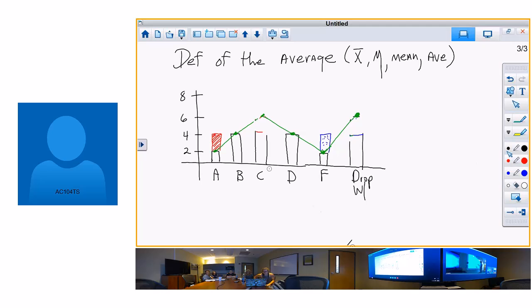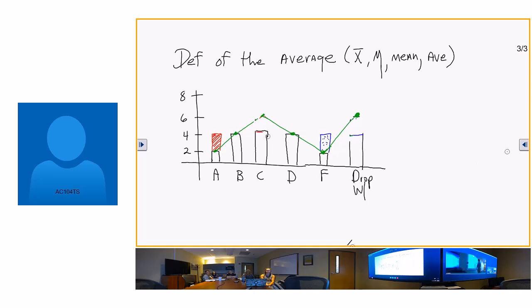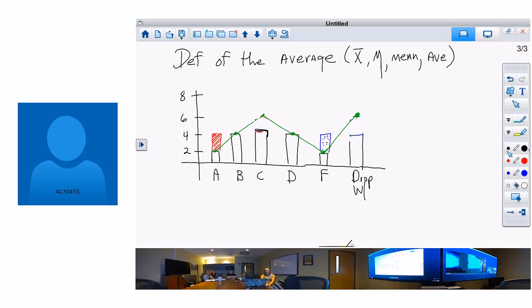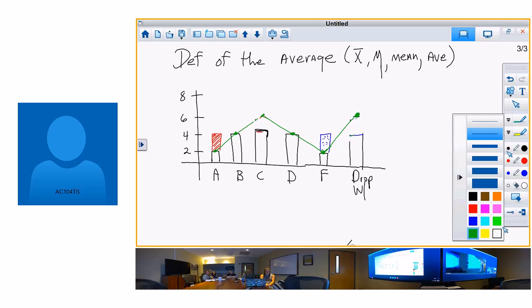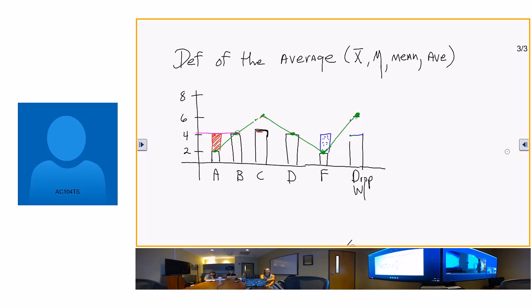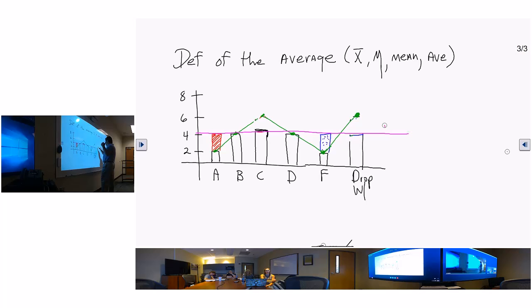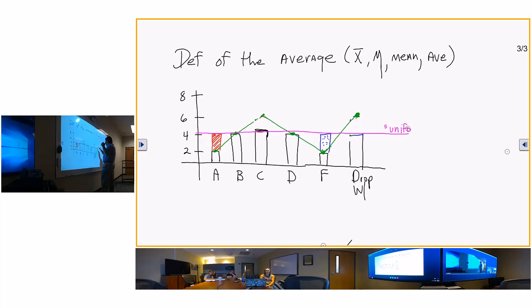All right, somebody tell me, I'm going to get another color. Tell me what my line is going to look like now. Say again? It's going to be a straight line. What did I tell you this looked like? Y'all know what this looks like. What is that called? Say again? I'm so proud of you. Uniform distribution.